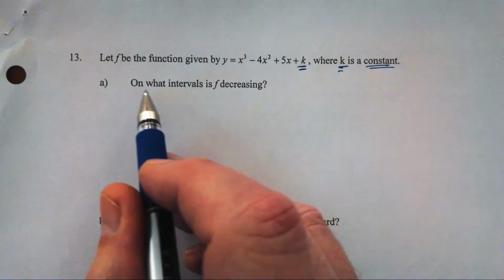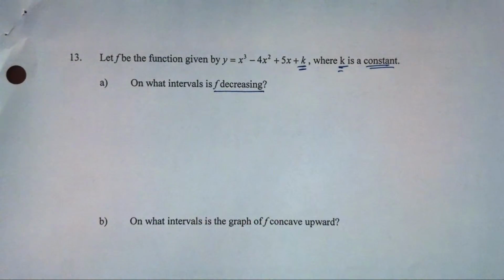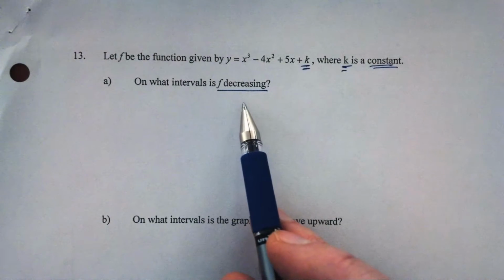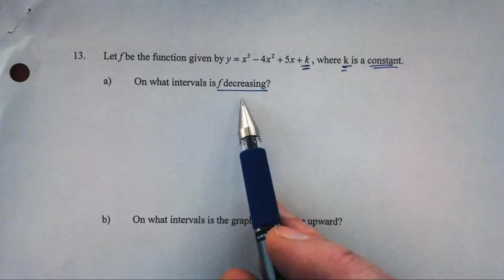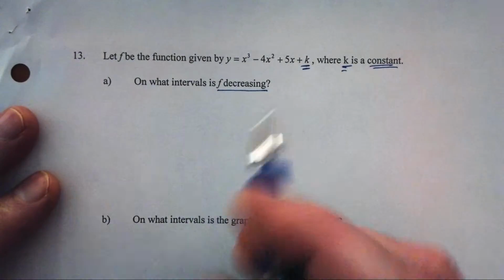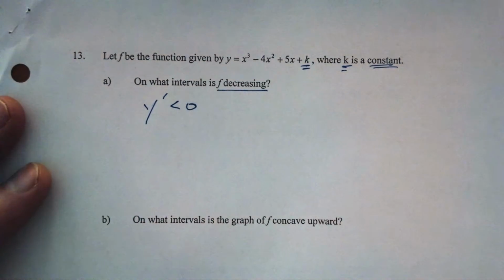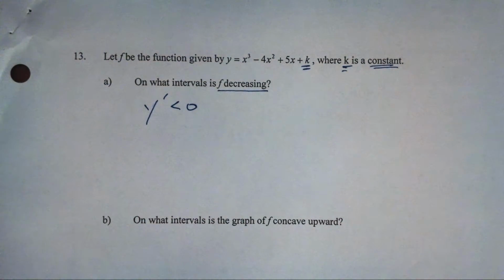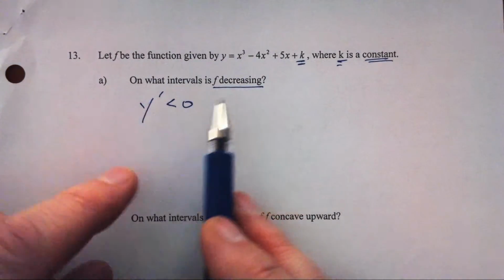So, the question says, on what intervals is f decreasing? But if we're speaking calculus talk, we would say f is decreasing when the derivative, so y prime, is less than 0. And that would be a really good thing to put on an AP exam, because it shows an understanding right off the bat. If you miss the problem, you get some kind of credit for that.